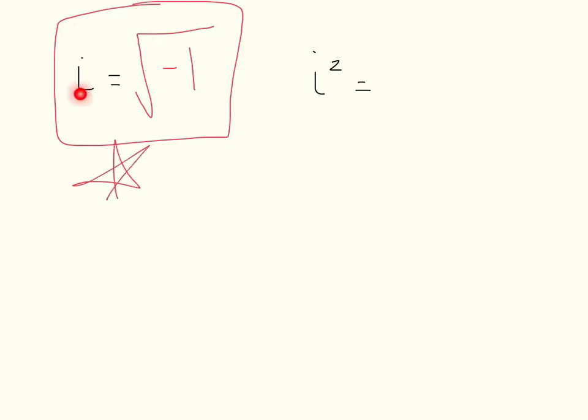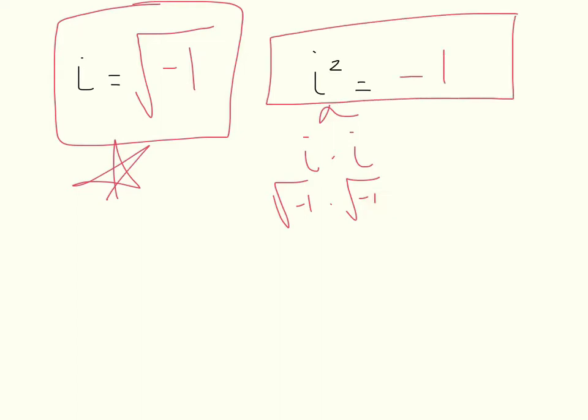So if we know i is the square root of -1, then i squared, we could figure that out because you can break that into i times i. Well, if i is the square root of -1, then the square root of -1 times the square root of -1 is just -1. So i squared is -1. Another thing you'll have to definitely memorize.